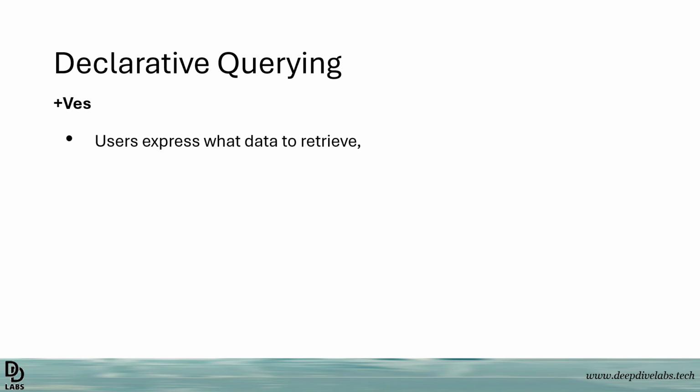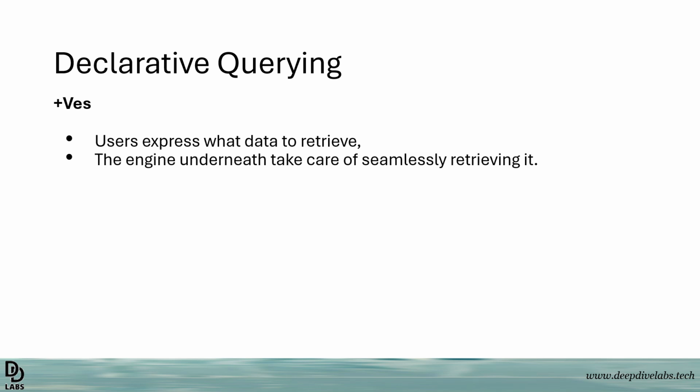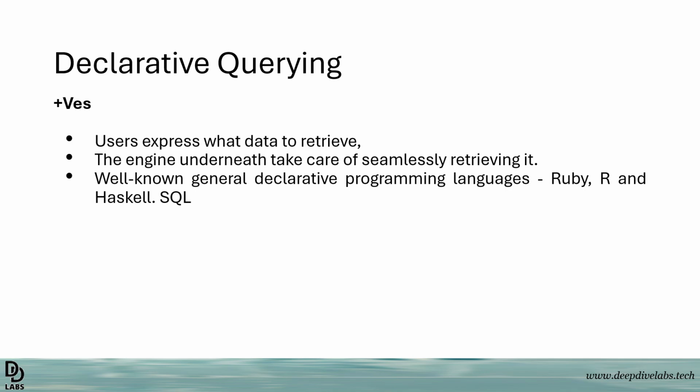Some of the positives of a declarative query: the user expresses what data is to be retrieved, not how it needs to be retrieved. The engine underneath takes care of seamlessly retrieving it. All the logic of the specifics is taken care of by the engine. Well-known general declarative programming languages are SQL, Haskell, Ruby, etc. Right? So, generally declarative languages are more general in nature, giving broad instruction on what needs to be done, not the specifics on how to complete it.